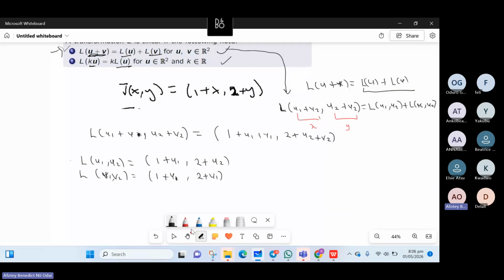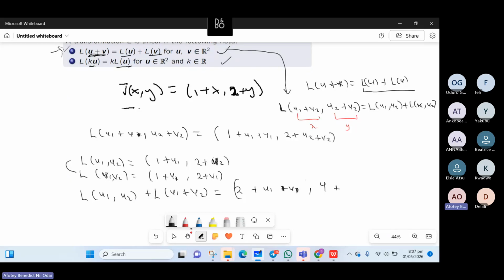So we have to add this and show that the sum of these two is equal to the top, right? So we have L(U1, U2) plus L(V1, V2) to be equal to (2 plus U1 plus V2, comma 4 plus... sorry, for my writing, sorry if it's not too clear.